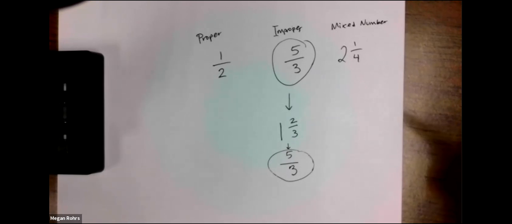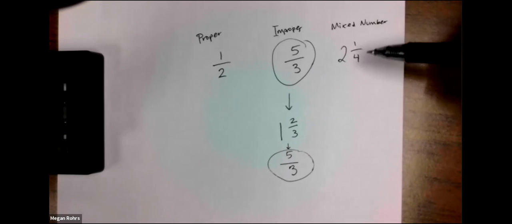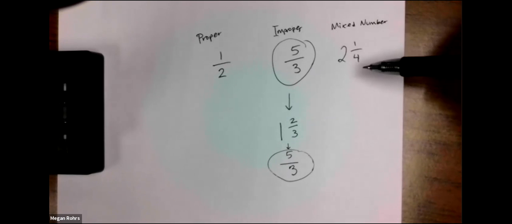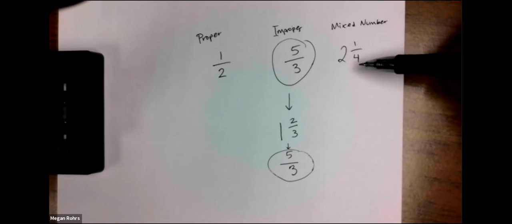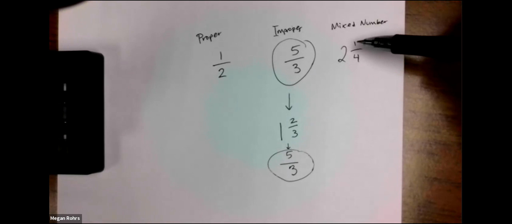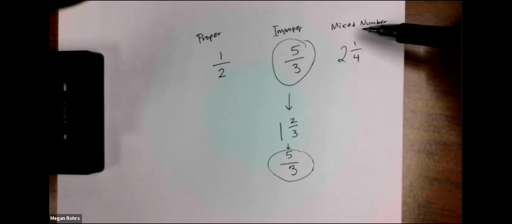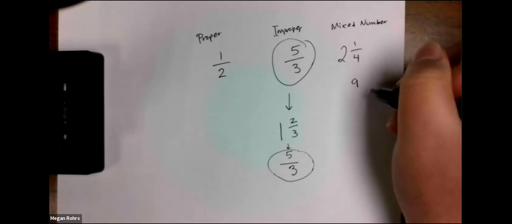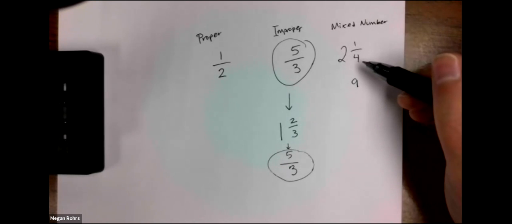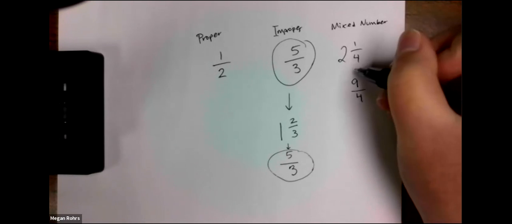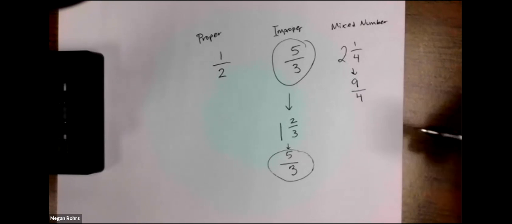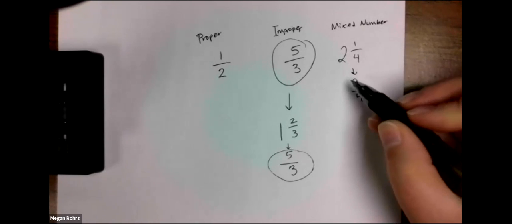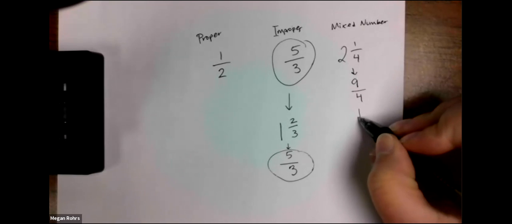Now we can practice here with this mixed number. We had 2 and 1/4. Once again, take your whole number times your denominator. 2 times 4 gives us 8. And then we're going to add the numerator. So 8 plus 1 would give us 9. Keep the same denominator, which would be 4. So we have 9/4.